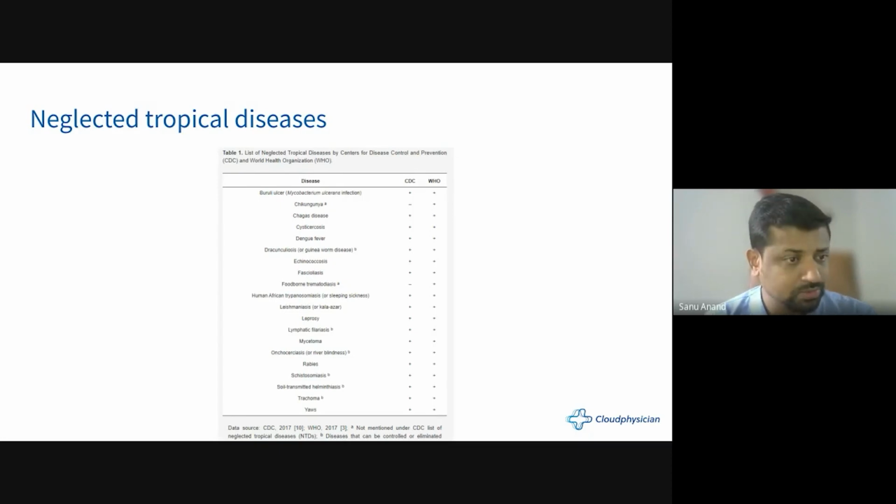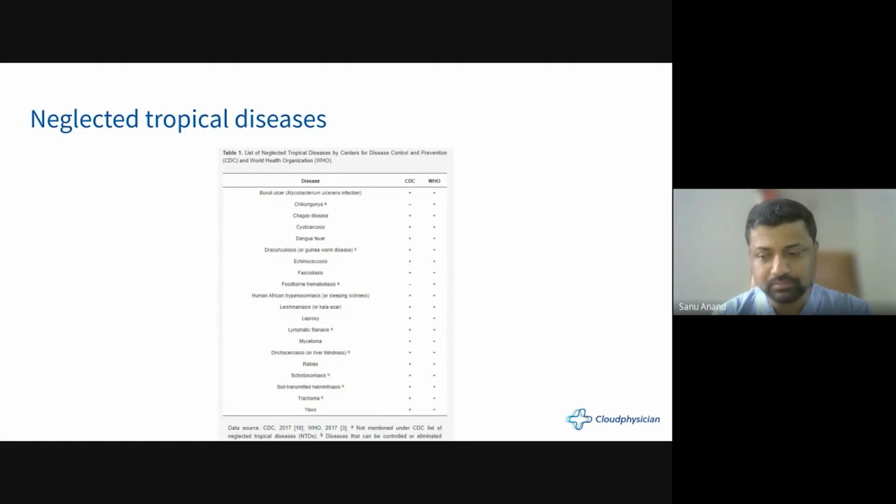Dengue is also stated as a neglected tropical disease, and there are a lot of ways they define neglected tropical disease, but the definition or the heading speaks for itself: something which is neglected and doesn't receive enough importance in the whole grand scheme of public health planning is basically a neglected tropical disease.